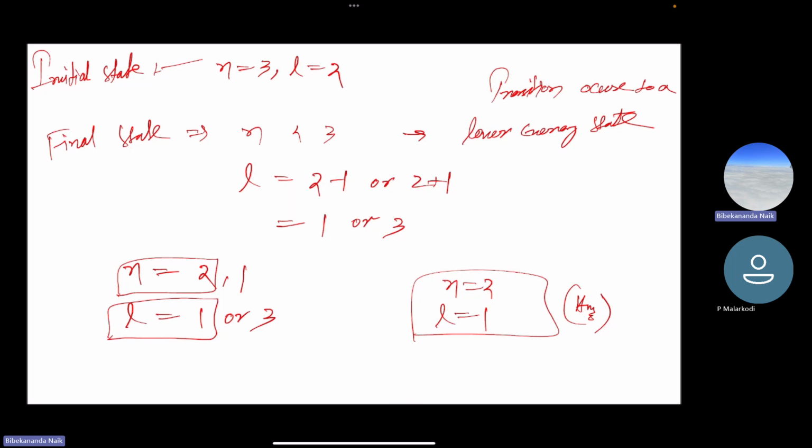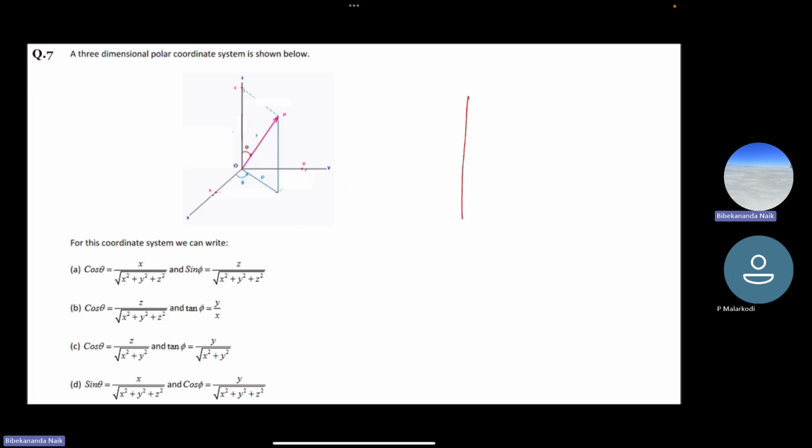So let's consider this particular case. Here you see, suppose this is x, this is y, and this is z. So this is a vector OP. This is P, this is O. So now let's first discuss about this only.